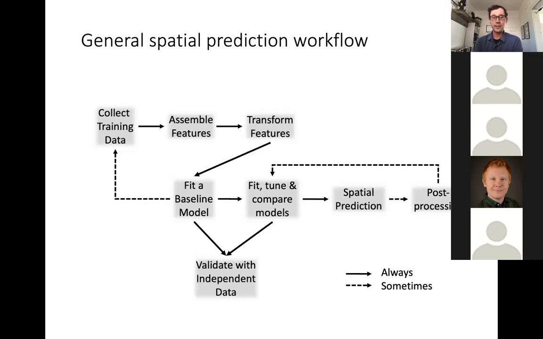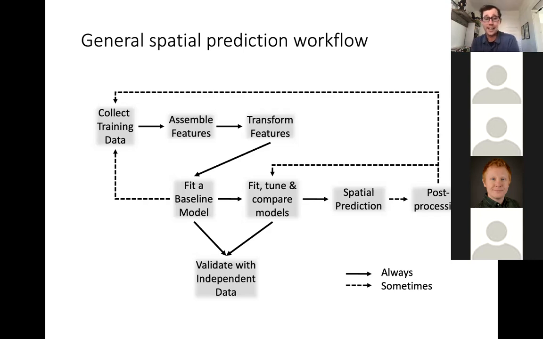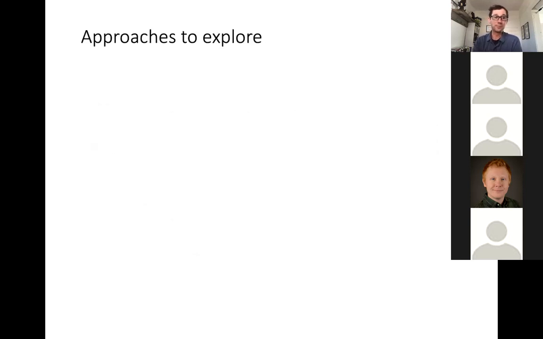Regardless, there's usually some iteration here, right? So we're going to identify problems. We might go back to the modeling stage and tweak the models a little bit, or we might go back to the data stage and collect more training data and go through the whole process again. But the ultimate result here should be a map that meets our goals. It's fit for purpose. Okay, so that's the workflow.